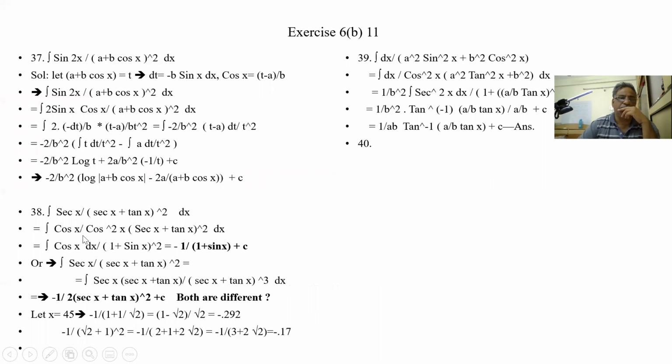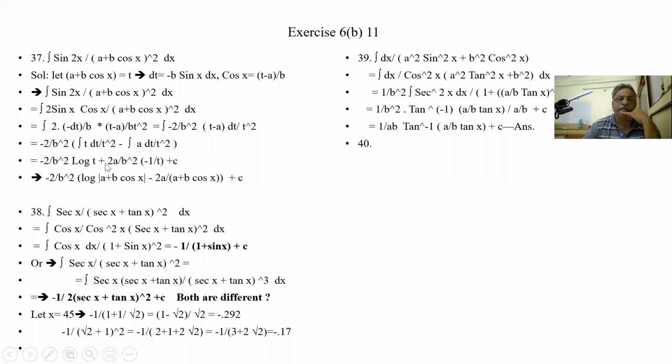Now problem 38. See, 2b square we have taken out. Integral t dt, integral 1 by t is log t. So minus 2b square we have taken out. So log t, here also into minus 2b square. The b square we start cancelling.